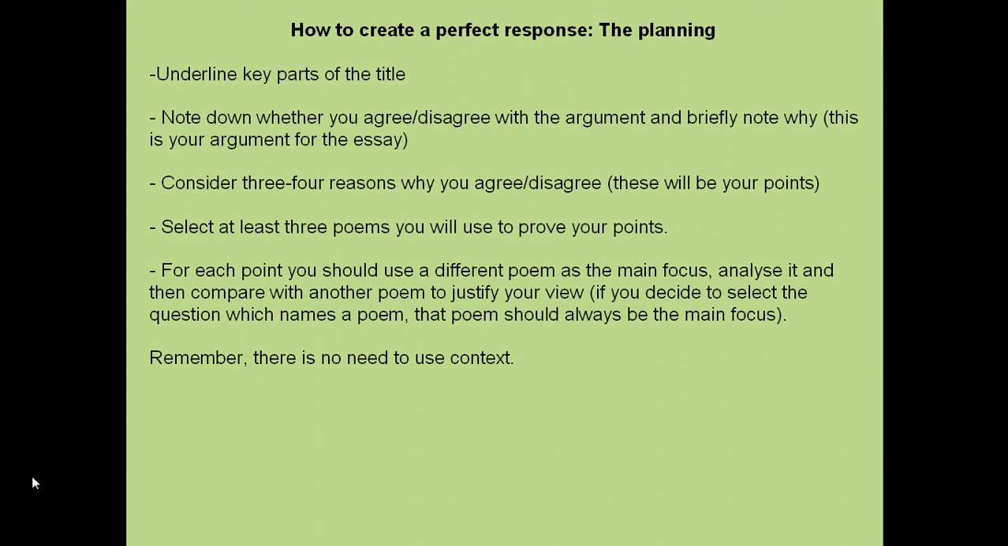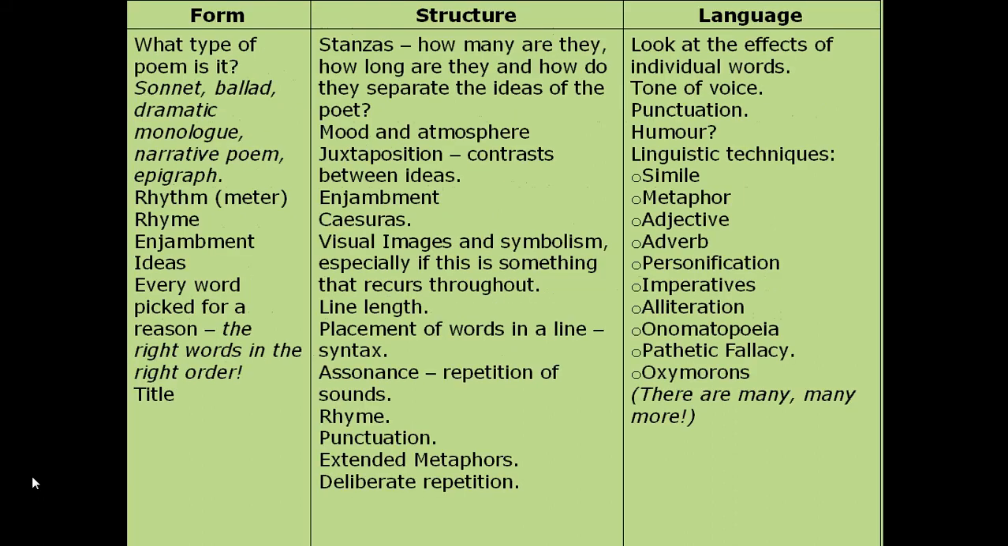Then for each of the points you've noted down, use a poem to focus upon that idea. Analyse it, and then compare it with 1 or 2 of the other poems that you're going to be using throughout. What you don't want to be doing is systematically going through each anthology. That won't work for you. And remember, you need to think about the context, but there's not necessarily that need for it as well.